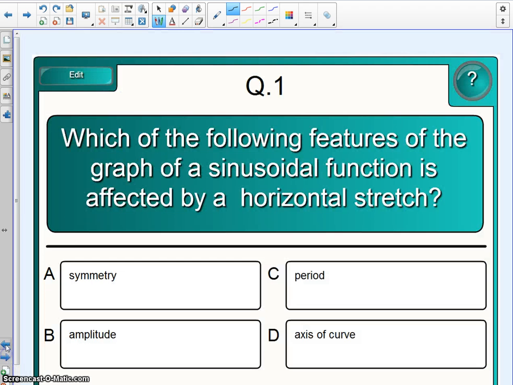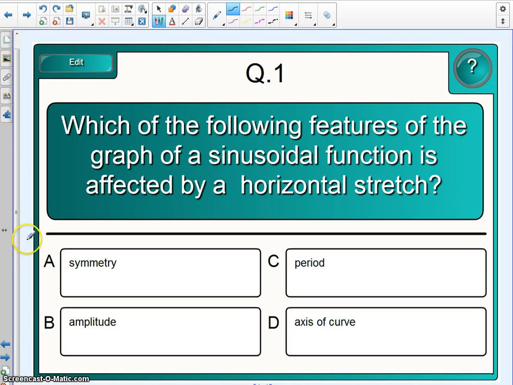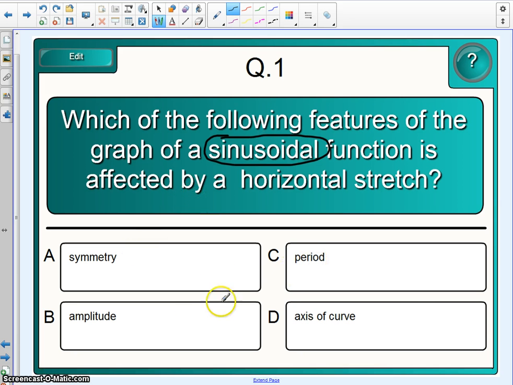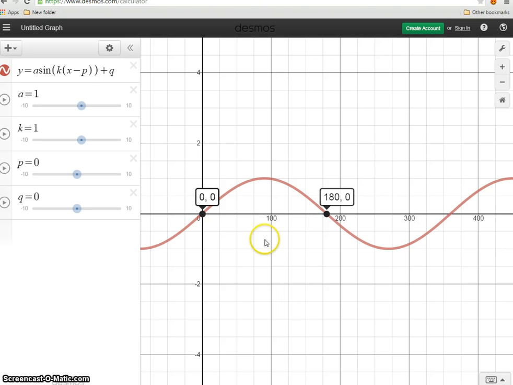Okay, so before we get into that though, let's do a couple of review questions here. So if we look at a sinusoidal function, and again, sinusoidal means it's a transformation of sine x or cos x, what feature is affected by a horizontal stretch? Is it the symmetry, the period, the amplitude, or the axis of the curve? Okay, so if it's a horizontal stretch, let's take a look at a picture. What I've graphed here is a transformed version of the sine function. And if we're looking for the horizontal stretch, that came from the k value right here.